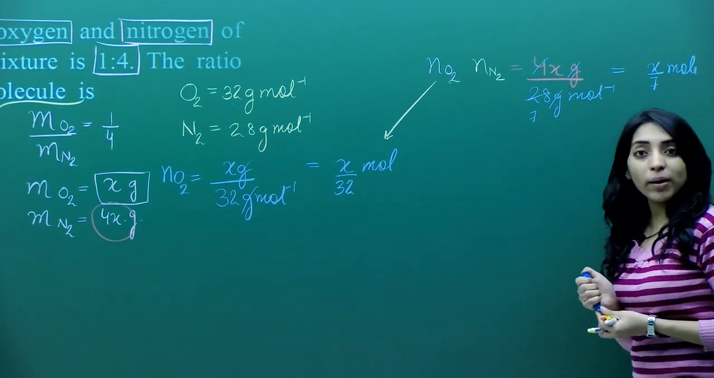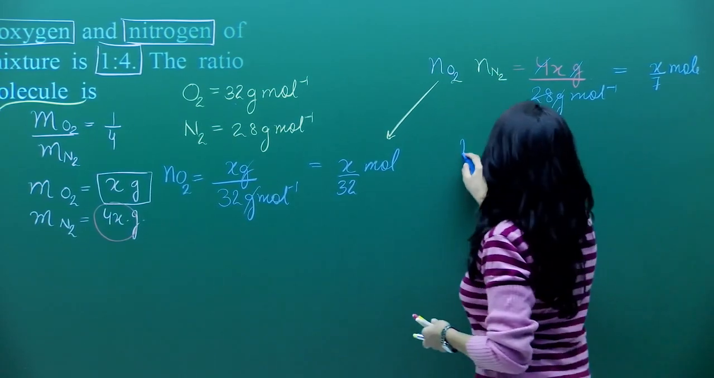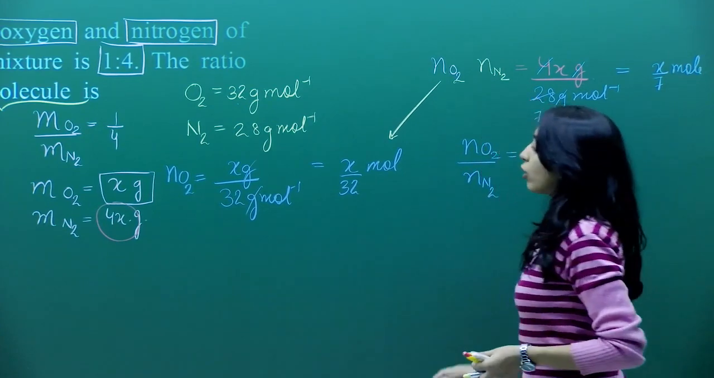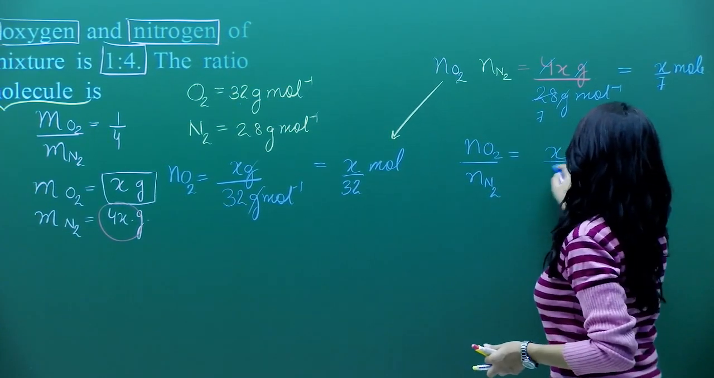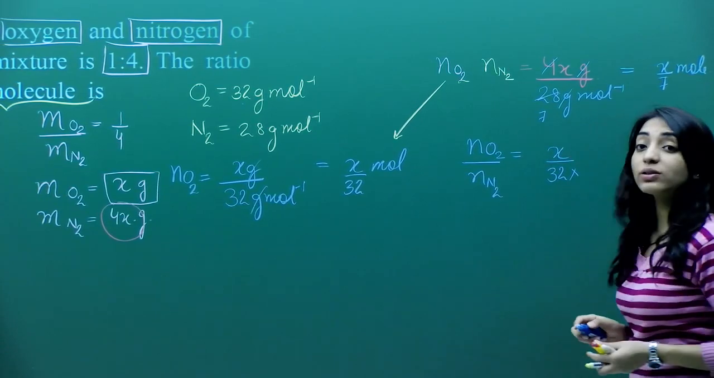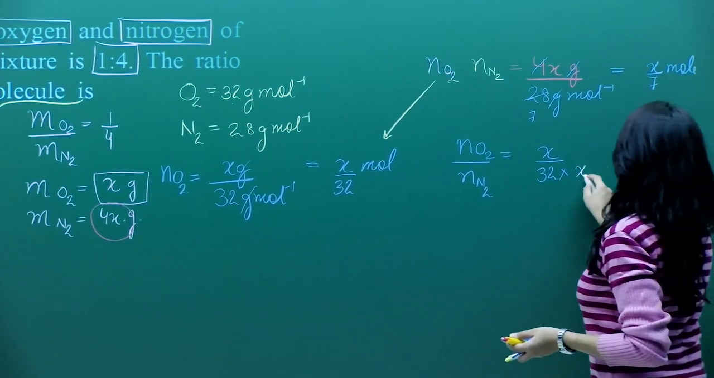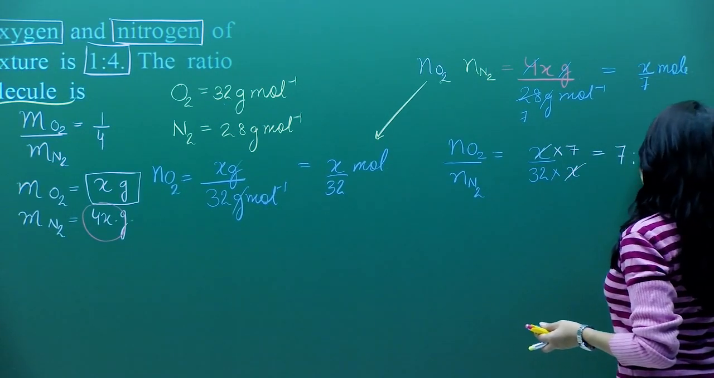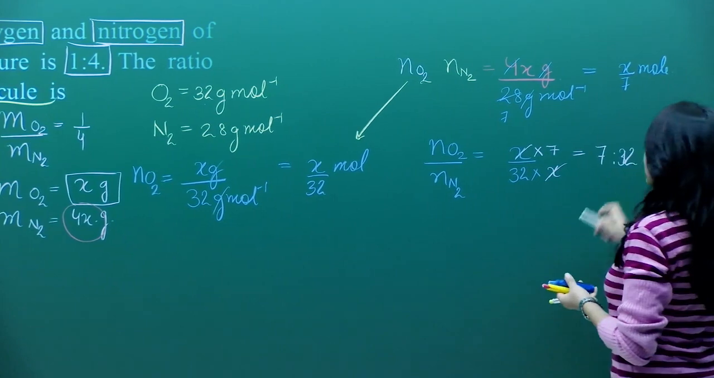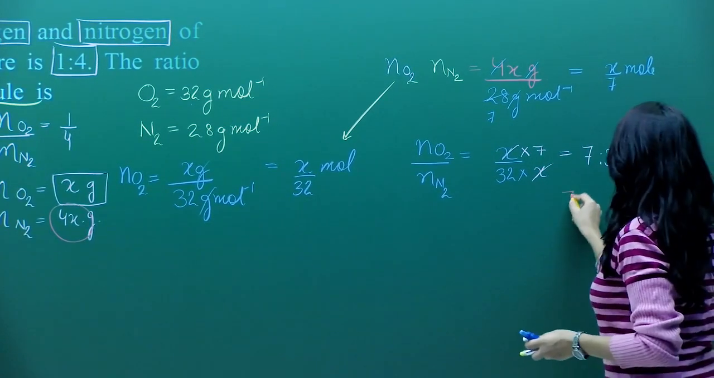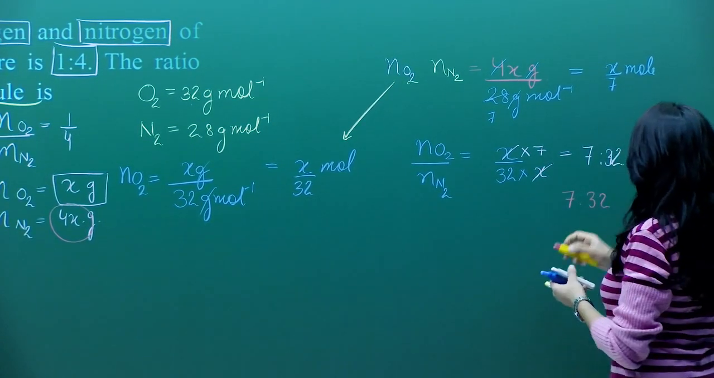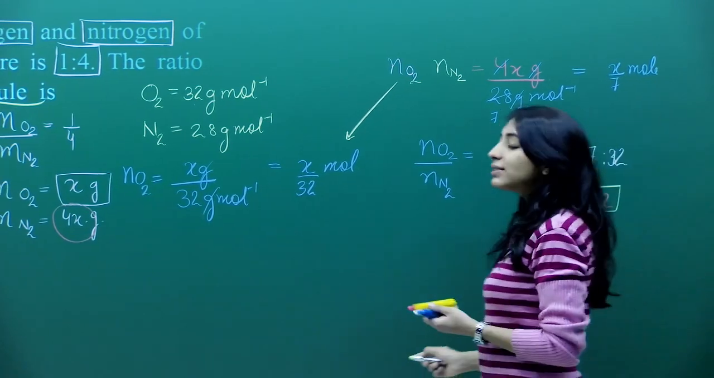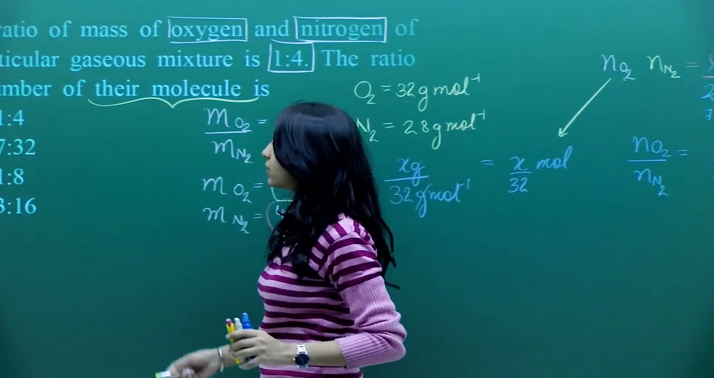Okay. So you remember, the question was number of moles of oxygen with respect to number of moles of nitrogen. Oxygen is what? X by 32. And nitrogen is what? Nitrogen is X by 7. So final answer will be 7:32. Let me rewrite it so that you do not get confused. Final answer will be 7:32, and let's now check whether we have got 7:32 as an option.